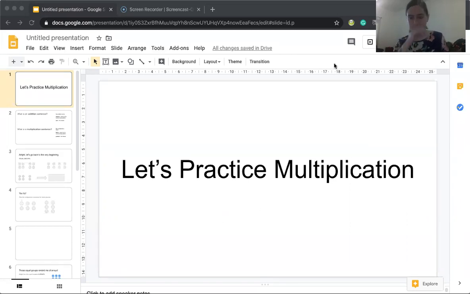We are going to do a bit of practice with multiplication because I know that some of it's a little bit tricky, so we'll review it together. Then you'll have some practice to do, and then we'll go from there and see if we're ready to move into division, okay? So let's practice.